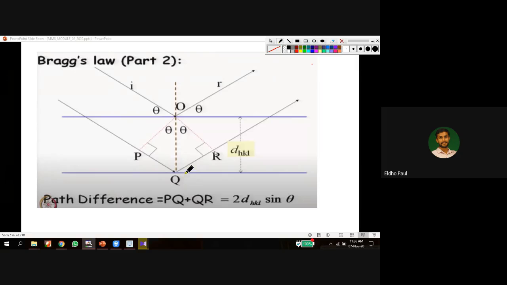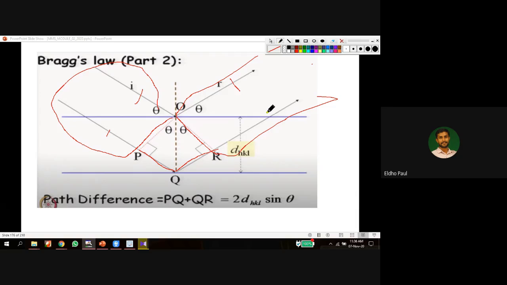That is the path difference. This is the extra portion of beam compared to this beam. This beam, in comparison, has an extra amount of beam. Looking at this, these two lengths are the same. The lengths in this region are the same. So this is the extra portion, PQ and QR.